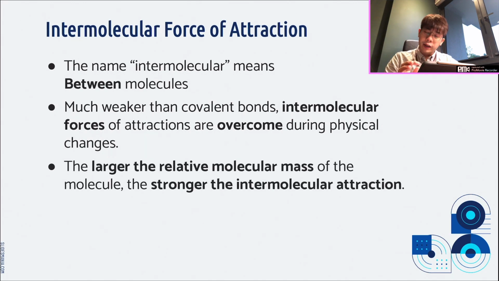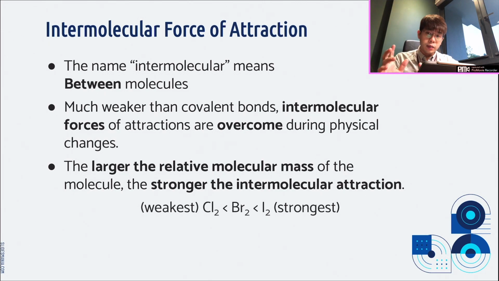And there is one factor that is very important that will affect the strength of the intermolecular force. The larger the relative molecular mass, the stronger the intermolecular force of attraction. So if you compare the group 7 elements, chlorine, bromine and iodine, chlorine, having the lowest relative molecular mass, has the weakest intermolecular force of attraction, and iodine, the one with the highest relative molecular mass, has the strongest intermolecular attraction.